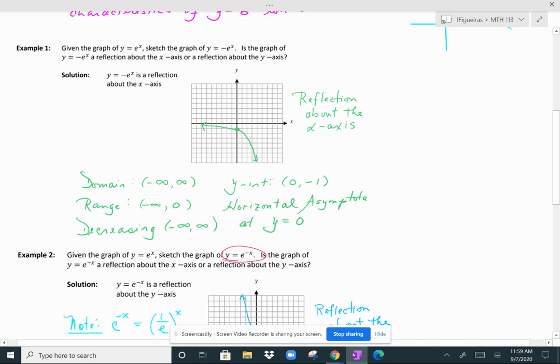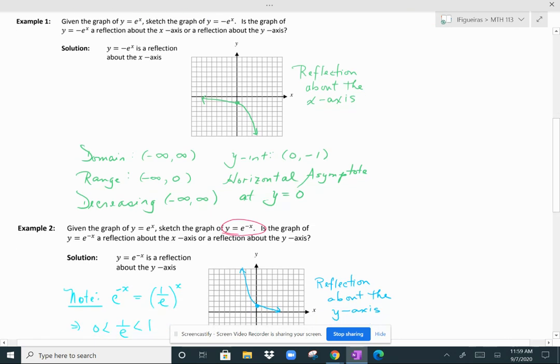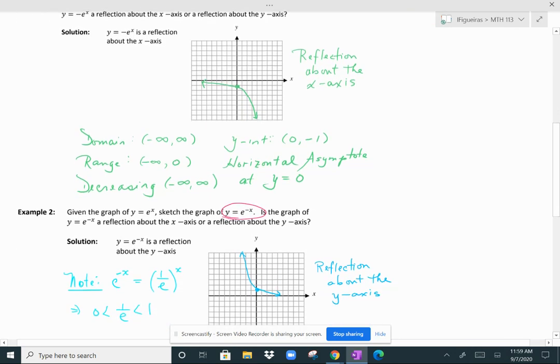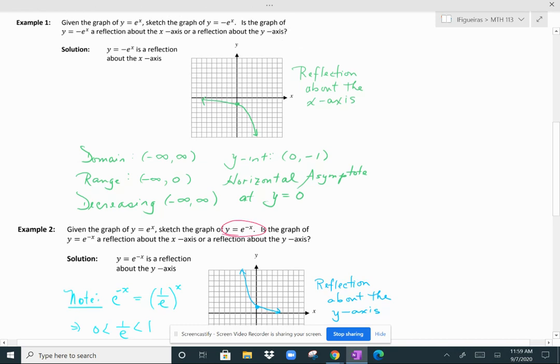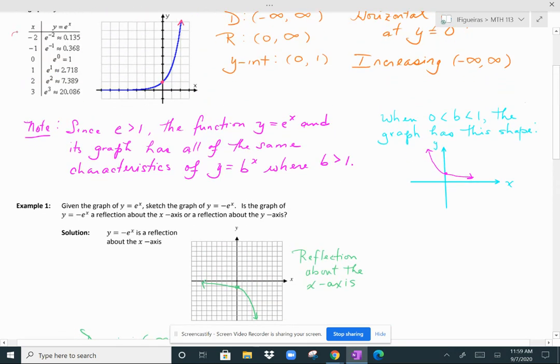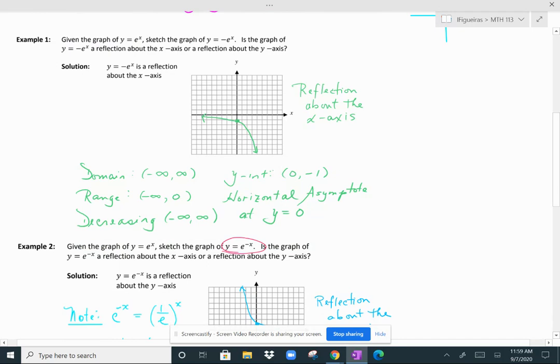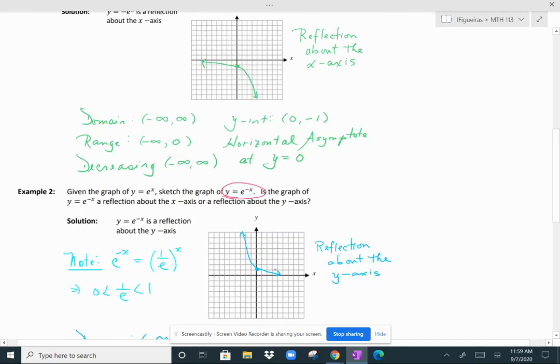Okay, so that means that all of your x's will be the opposite sign. So all these x's that I had here, if you plug in negative 2, it turns into 2. So all the y values will be flipped. So you start from 20.086 down to 0.135. So it'll go backwards in terms of the y values. So when you sketch that, it should look like what you see here.